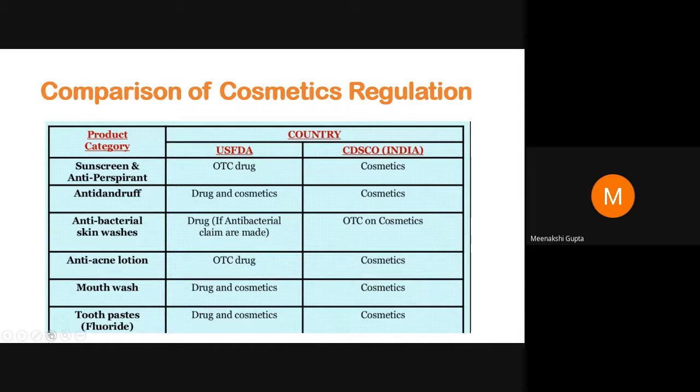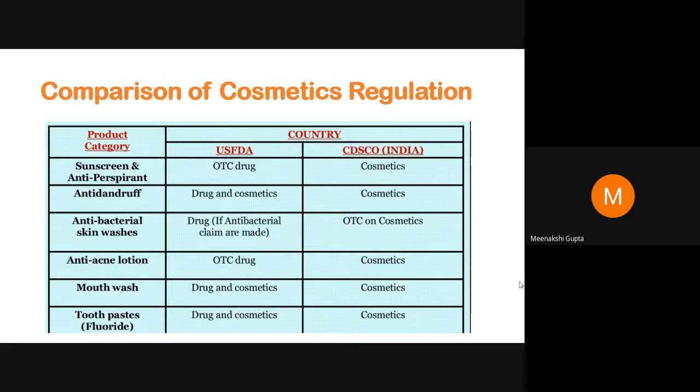Okay, then next is the sunscreens, anti-perspirant preparation. They are kept under the OTC products in the US FDA, whereas these are kept under the cosmetic preparation under the Indian regulation. Clear? So sunscreen and antiperspirant both are your cosmetic preparation. In the similar way, anti-dandruff shampoos or anti-dandruff preparation, they are cosmetic under the Indian regulation, whereas they can be drug and cosmetic under the US FDA.